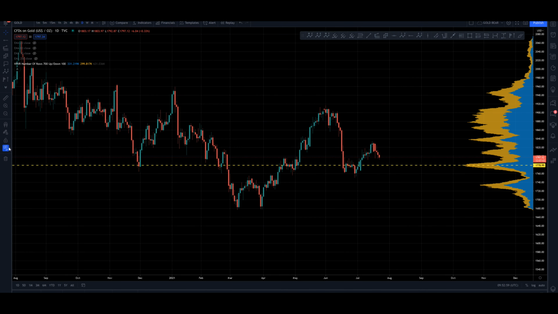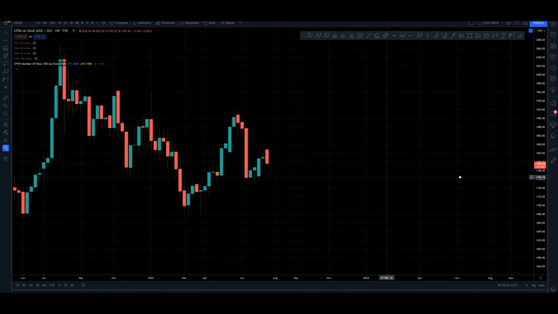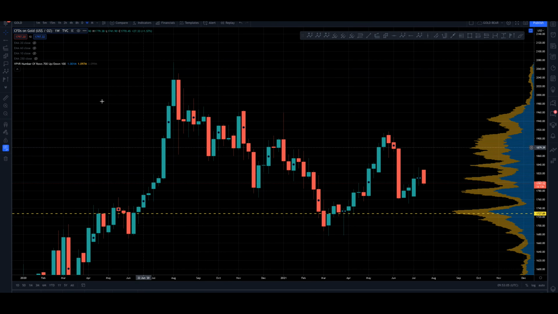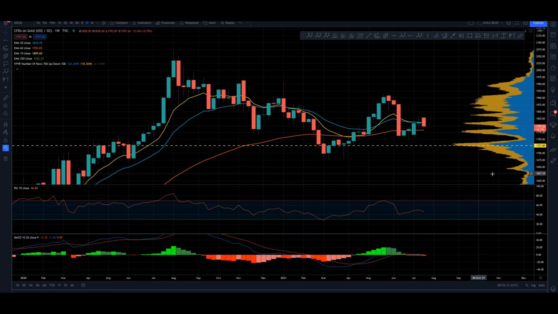So we're just going to get rid of the count. We're going to come out to the weekly time frame on gold. Bring up the chart so it's nice and clear. We're going to bring up our exponential moving averages: 10 in yellow, 20 in blue, 60 in orange, 250 in green. We're going to bring up our momentum indicators.